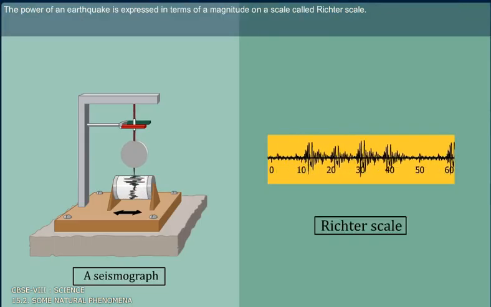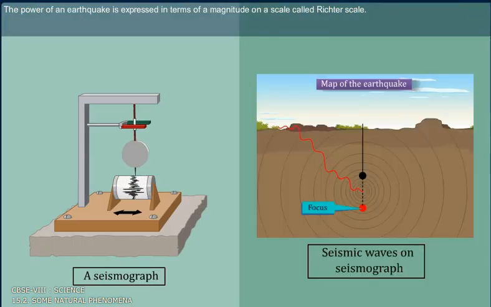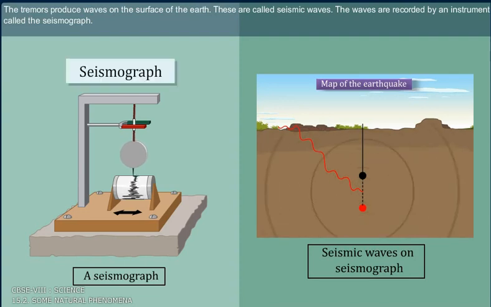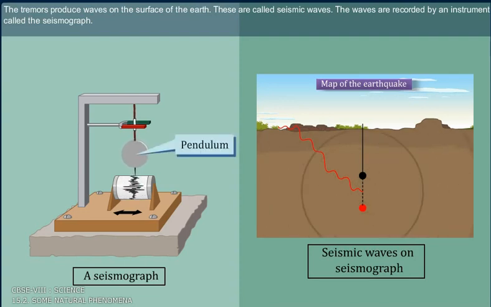The power of an earthquake is expressed in terms of magnitude on a scale called the Richter scale. The tremors produce waves on the surface of the earth. These are called seismic waves. The waves are recorded by an instrument called the seismograph.